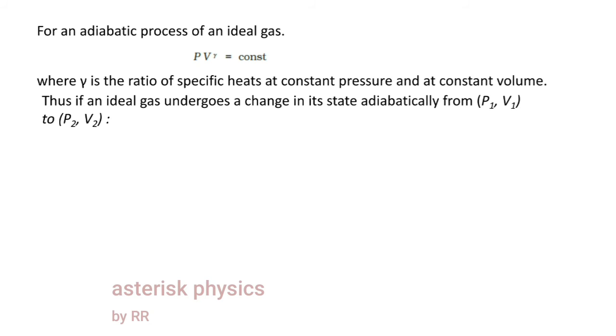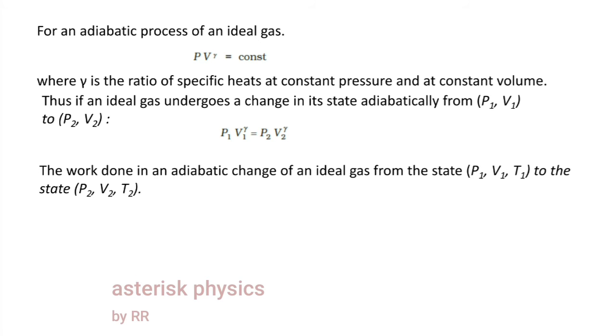Thus, if an ideal gas undergoes a change in its state adiabatically from the state P1 V1 to P2 V2, we can write P1 V1^γ equal to P2 V2^γ, and that being a constant. So P1 V1^γ = P2 V2^γ = constant.